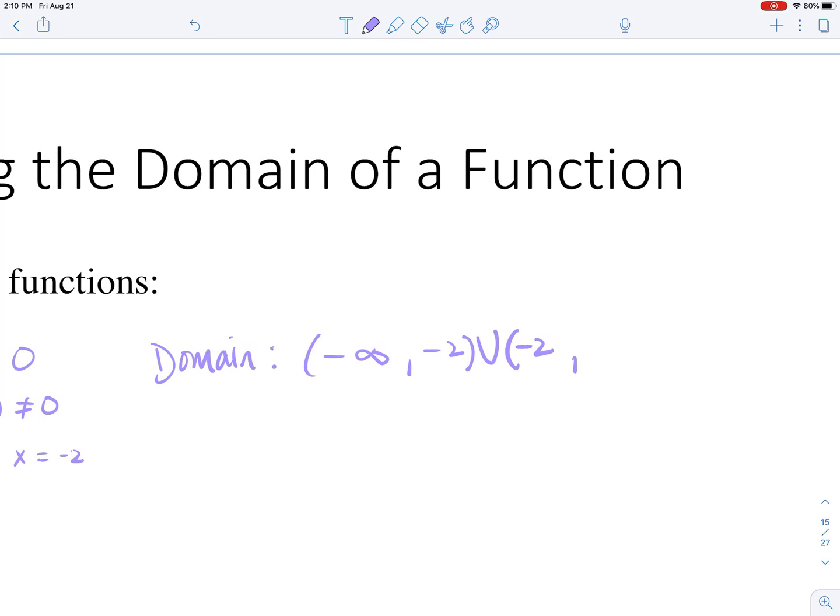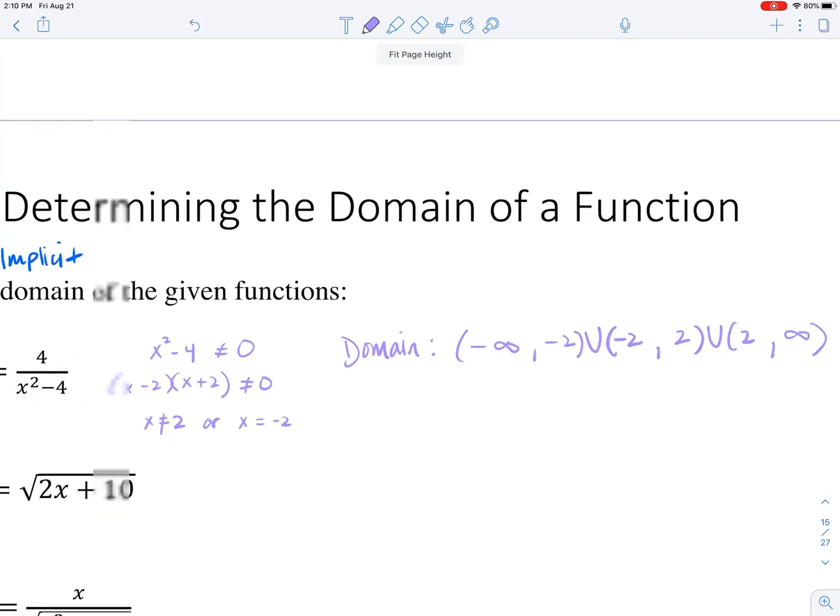And then up to 2, between negative 2 and 2, not including 2 or negative 2, are part of the domain. So use parenthesis, union, parenthesis, 2 to exclude 2, and then to positive infinity. So that would be our domain using interval notation.